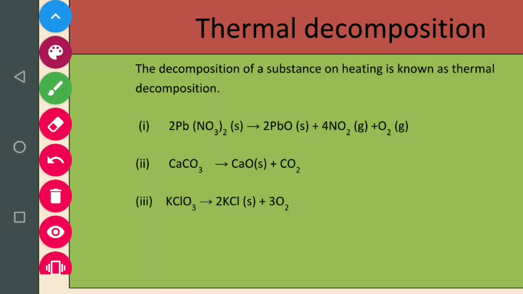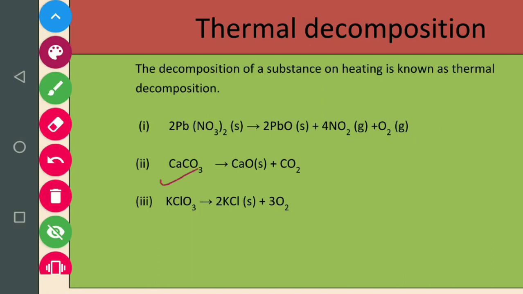Now next is thermal decomposition. As we know, thermal decomposition of a substance is because of heating of the substance. The definition is: the decomposition of a substance on heating, and this decomposition occurs because of heating. Here examples are, we can say, lead nitrate. If you heat lead nitrate, the sign of heating is the triangle sign, it will give you lead oxide plus nitrogen dioxide and oxygen gas.